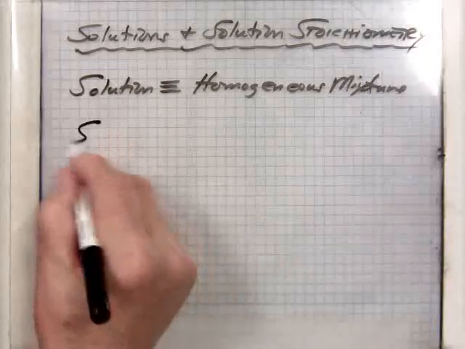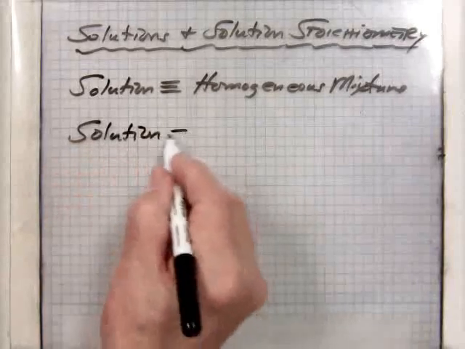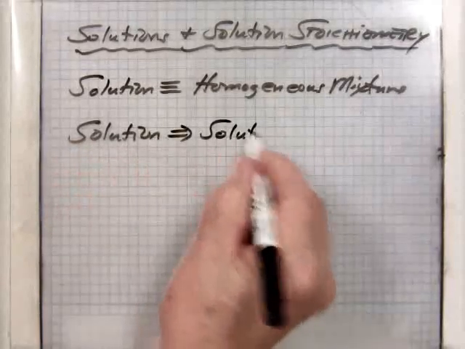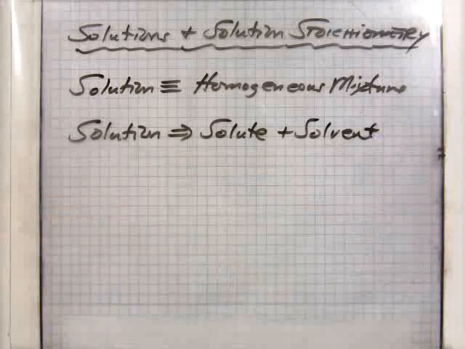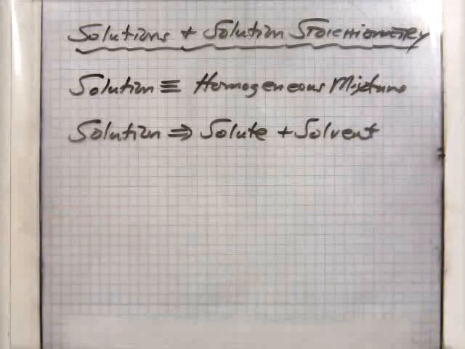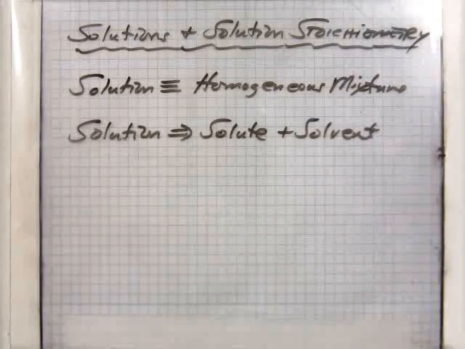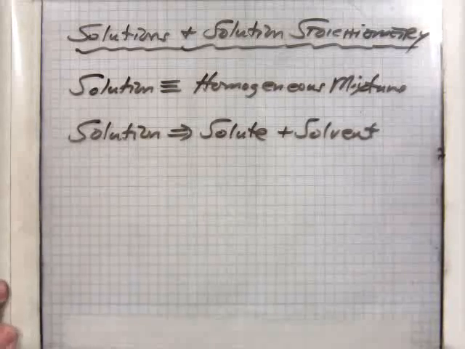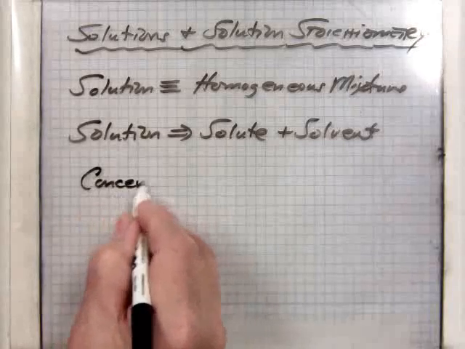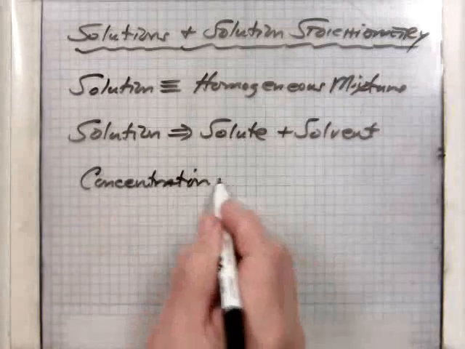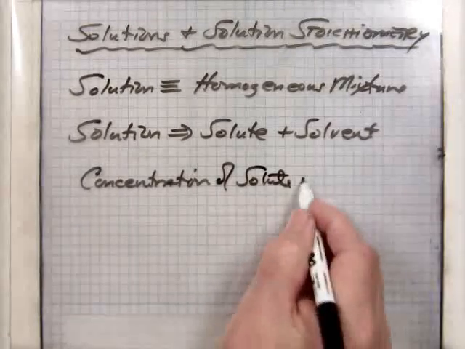So the composition of a solution is a solute plus a solvent. And of course, as you probably already know, the solute is the component in the smaller amount, and the solvent is the component in the larger amount. Combined, that makes up the solution overall. Solutions are typically expressed in concentration terms of solute in solution.